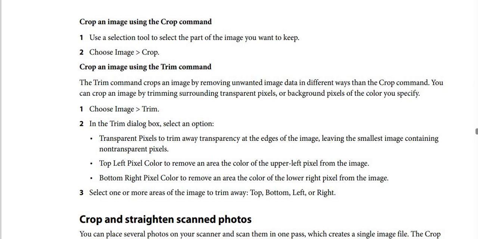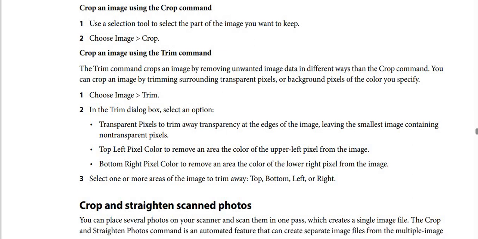pixels. And after that, Top Left Pixel Color to remove an area the color of the upper left pixel from the image. And after that, Bottom Right Pixel Color to remove an area the color of the lower right pixel from the image. Step number 3. You should select one or more areas of the image to trim away: top, bottom, and left or right.